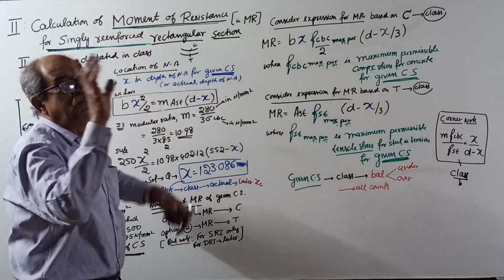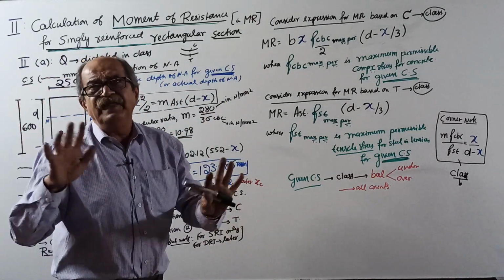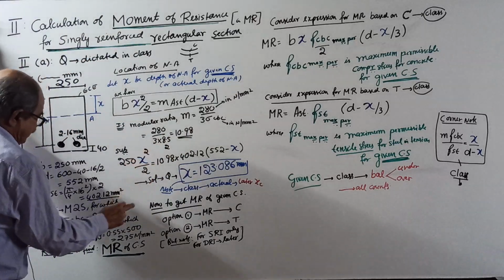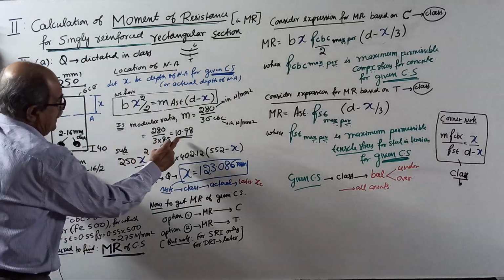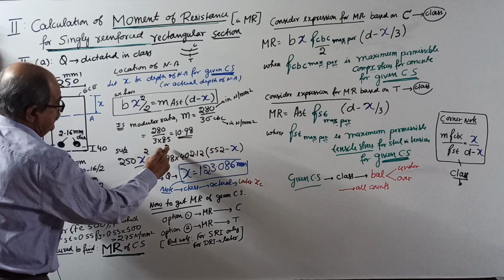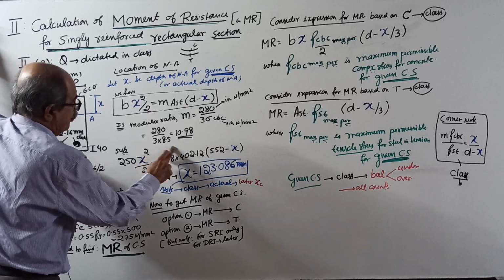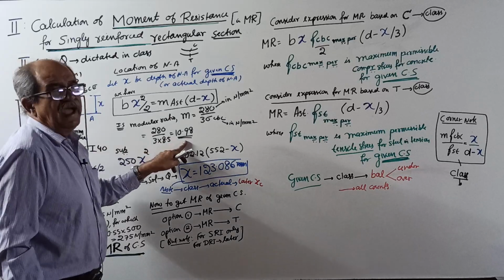I told in the group why it has got unit. Others, substitute 280 by sigma CBC, which is 8.5. You will get how much? What is 2? What is 2 here? I don't know, some other, okay. You will get 10.98.